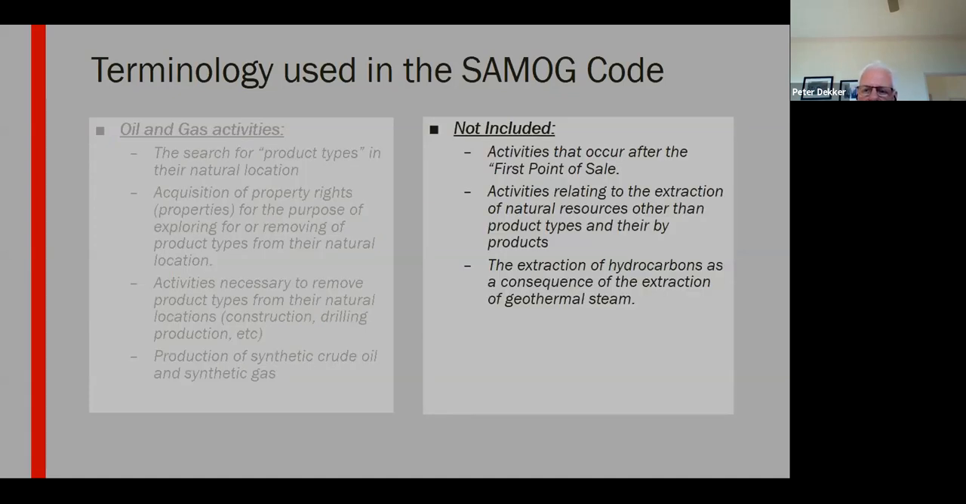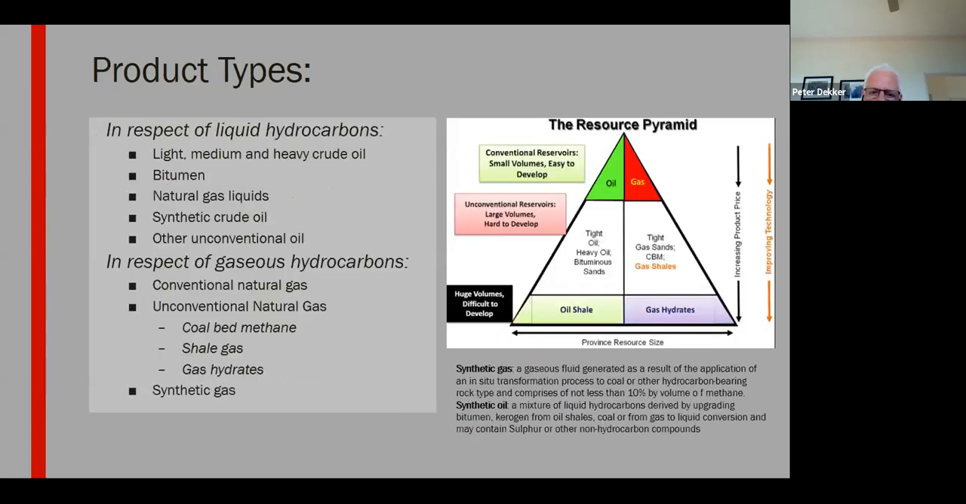Not included are activities that occur after the first point of sale. These are not included in the SAMOG code. Also not included are activities relating to the extraction of natural resources other than product types and their byproducts. And I will later demonstrate to you what the product types are. Also not included is the extraction of hydrocarbons as a consequence of extraction of geothermal steam. Sometimes if you find geothermal steam, some hydrocarbons come together with the geothermal steam. These are not included under the SAMOG code.